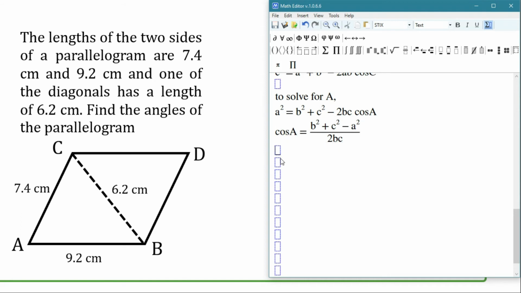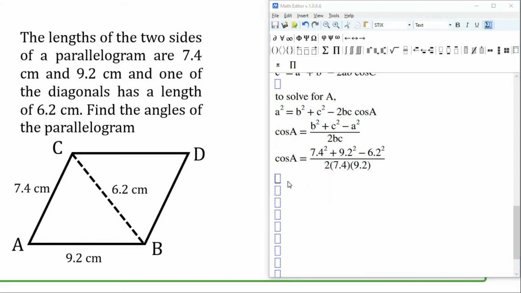So we'll be having the value of A or the value of B is 7.4 centimeters, the value of C is 9.2 centimeters, and the value of A is 6.2 centimeters. So we'll be having that on. And then the value of B, plug in natin sa baba, that is 7.4 multiplied by the value of C, which is equivalent to 9.2 centimeters. Okay, and then after that, we just what? We just substitute the values to our formula. Or sorry, we just simplify what is to be simplified.